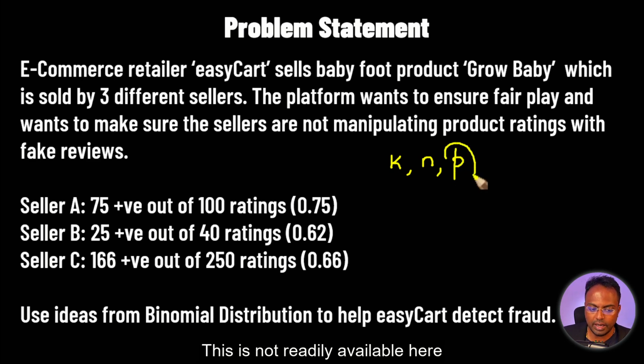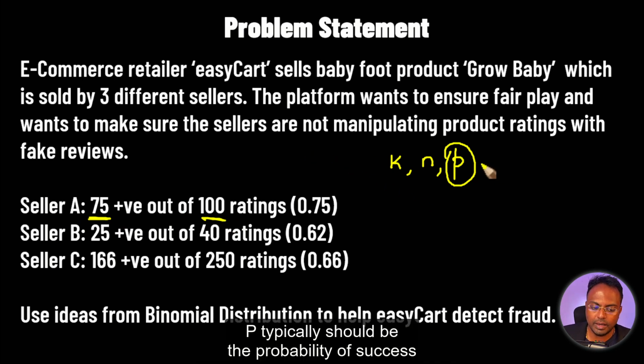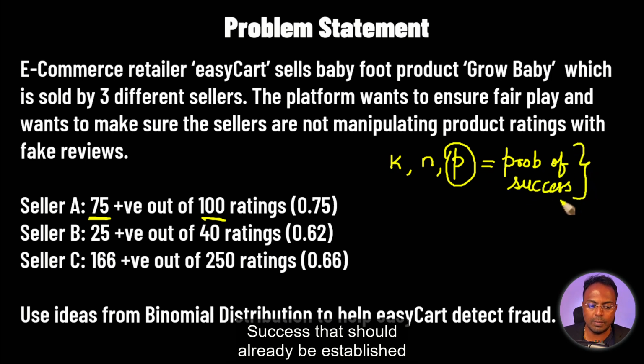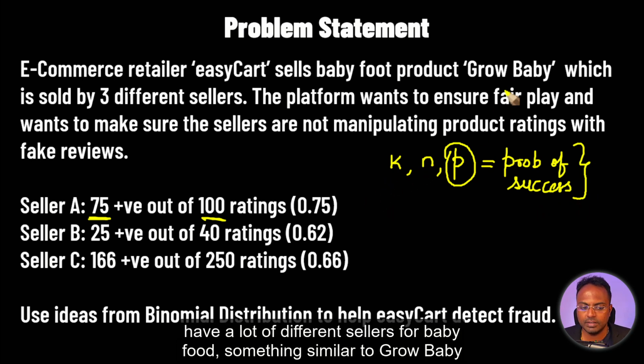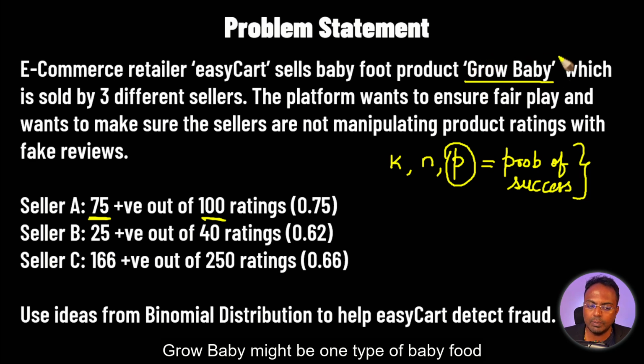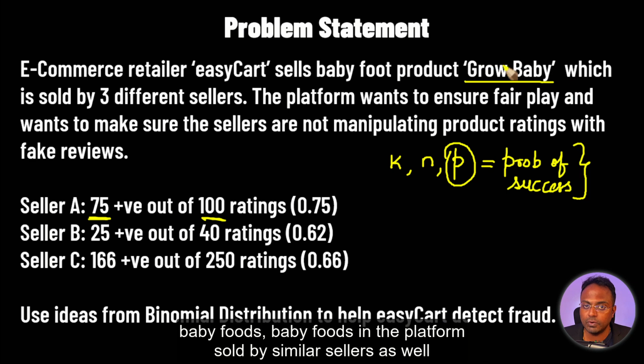This is not readily available here. For seller A, K is 75, N is 100. But what is P? P should be the probability of success that should already be established, right? If you have a situation where you have a lot of different sellers for baby food similar to Grow Baby, Grow Baby might be one type of baby food. You could also have a lot of different baby foods on the platform sold by similar sellers as well.